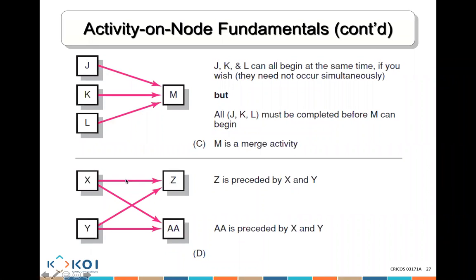Z, what's before it? X and Y are before it. And AA, what's before it? AA, again, X and Y are before it. You can see there's a box from X and there's an arrow from Y. So there's bursts of them. X and Y could start at the same time if we want to, but don't have to start at the same time. In here, there's one path, X, Y, Z. There's two paths, X, AA. There's three paths, Y, Z. And there's a fourth path, Y, AA. So there's more than one road that we can go and do here.